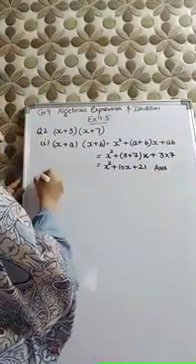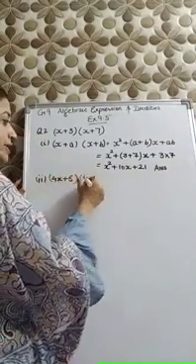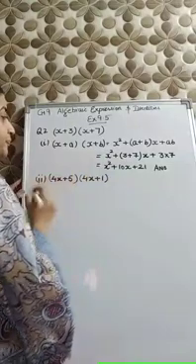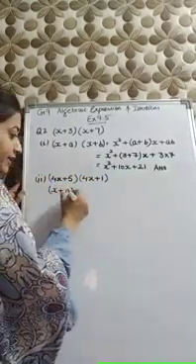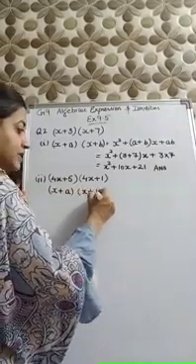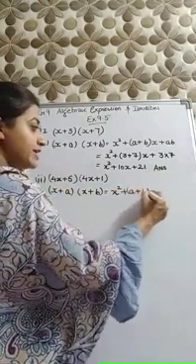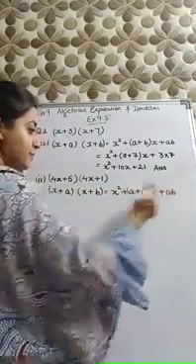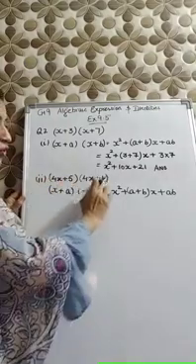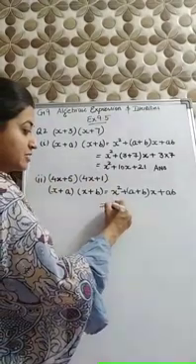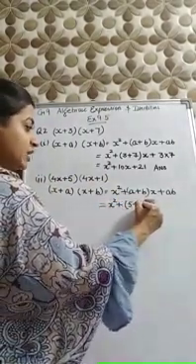Next, second part, this is (4x + 5)(4x + 1). Now let's compare this. This is again (x + a)(x + b) = x² + (a + b)x + ab. The value of x is 4x, value of a is 5, value of b is 1. Now let's put the value. This is x², value of a is 5, value of b is 1.